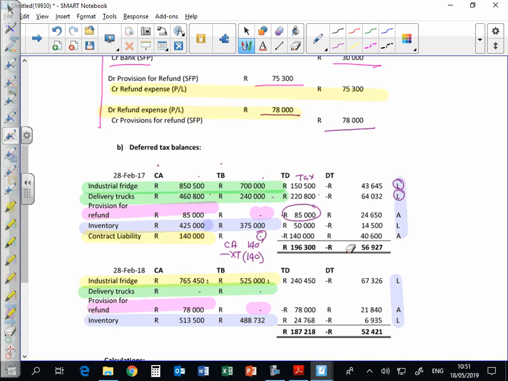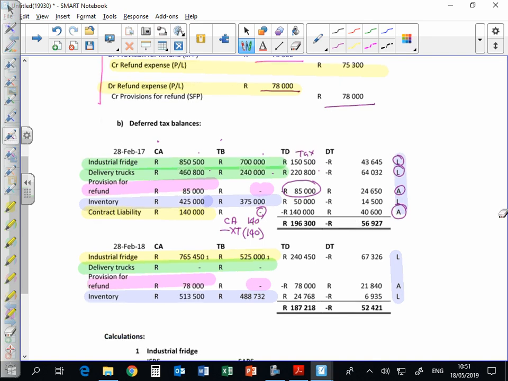And that is why it's a deductible temporary difference. Leads to an asset. Same with our contract liability. In future, we will get those deductions, so it is an asset. Right, you guys are comfortable with whether it's an asset or a liability? All right. You guys are comfortable with the calculations. 2017 will be at 29%. 2018 will be at 28%. All right, everyone's still happy.